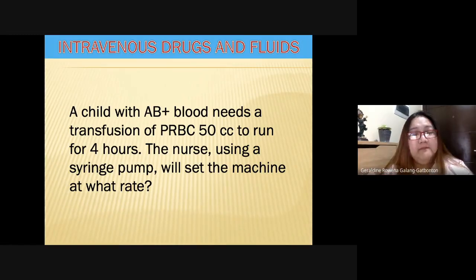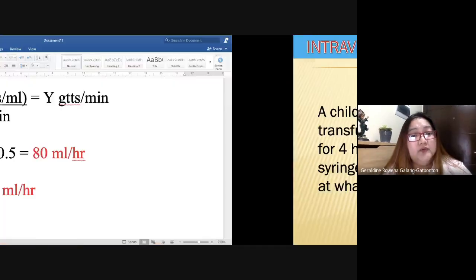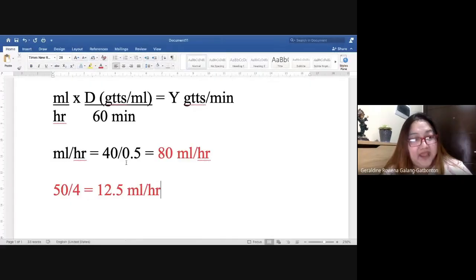By the way, if you are computing manually, I told you to use a whole number because you cannot regulate the point something drop. But if you have a syringe pump or an infusion pump, use a decimal point up to 1 decimal point. So since this is a syringe pump, the 12.5 is okay.